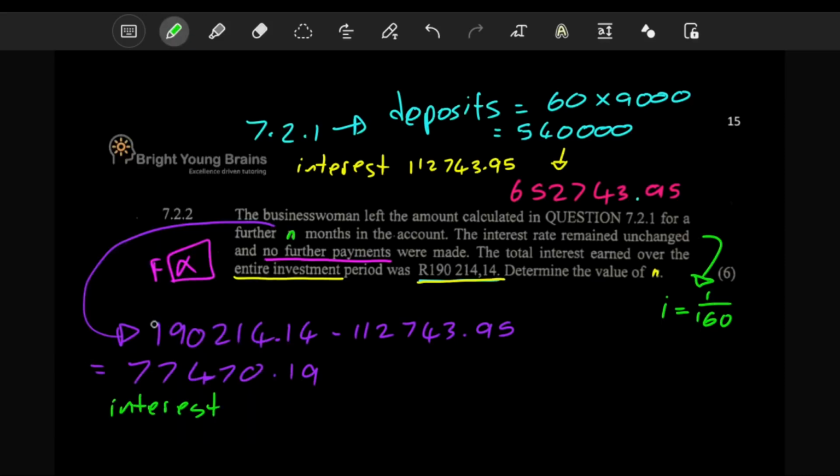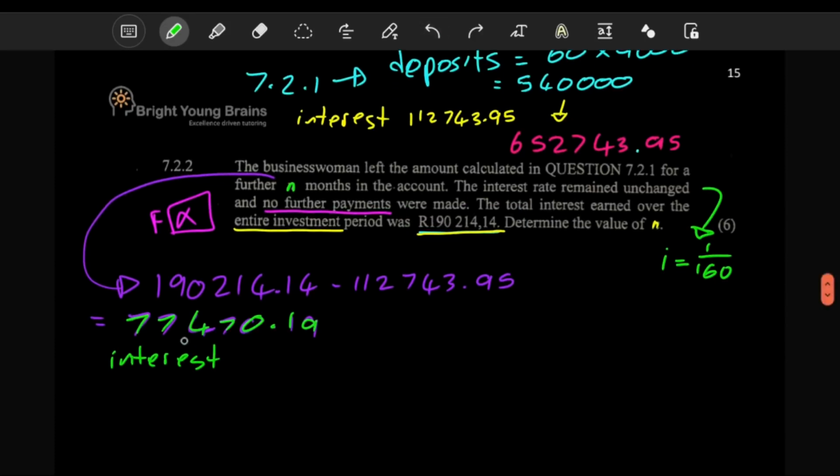So the reason why it is important for us to know the interest that she earned in those months is we want to think to ourselves, when this time period started, she had this much money, but then at the end of the day, she had this much money plus this interest, because obviously the interest she earned over the 60 months plus this interest that she earned over the next few months gives you a total interest of this much after the entire time period.